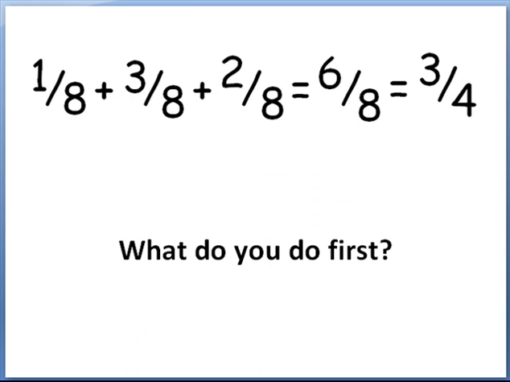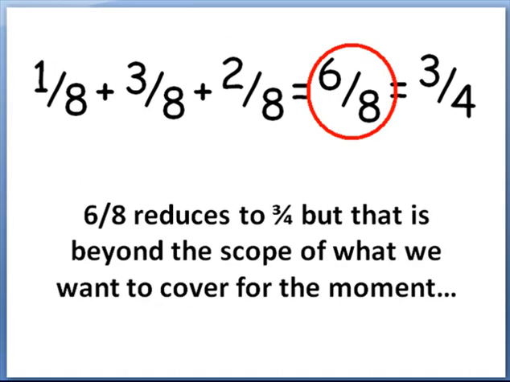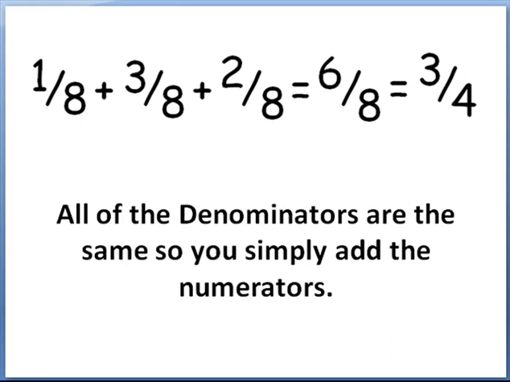So what do we do first here? Well, you take a look and you see all the denominators are the same. We have 1/8 plus 3/8 plus 2/8. I simply then would come in and add the numerators. So 1 plus 3, that's 4, plus 2, that's 6, and then you have 6/8, and 6/8 will reduce to 3/4. However, reduction is a little beyond what we want to cover right now. Alright, so all the denominators must be the same, and then you simply add the numerators.